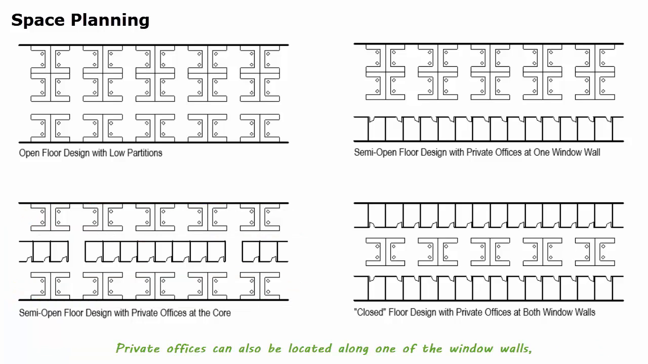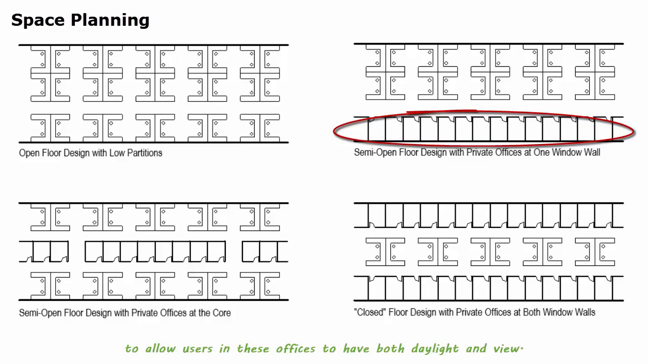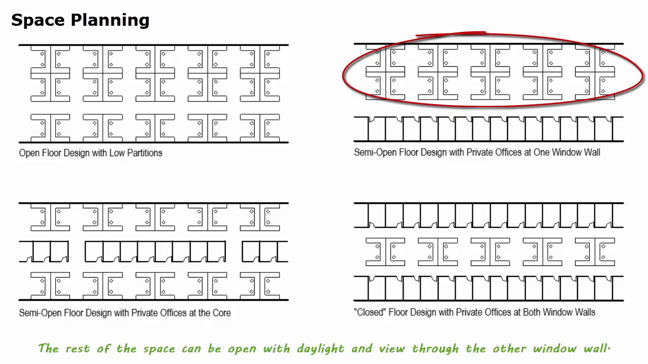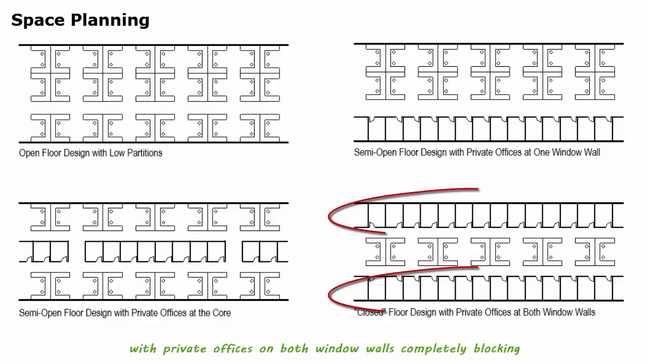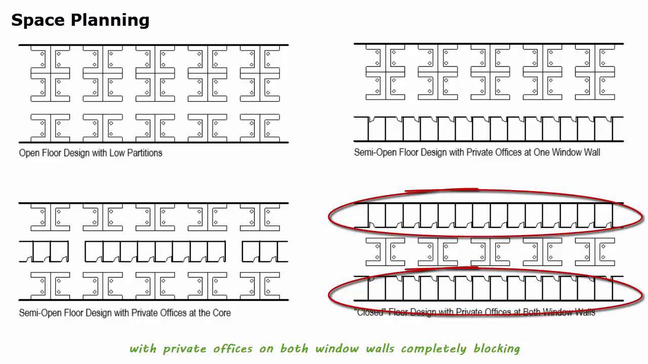Private offices can also be located along one of the window walls to allow users in those offices to have both daylight and view. The rest of the space can be open with daylight and view through the other window wall. The most problematic design for the purpose of daylighting is a layout with the private offices on both window walls, completely blocking natural light and view from the people in the inner zones of the building.